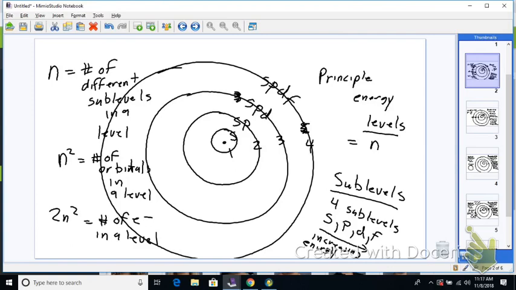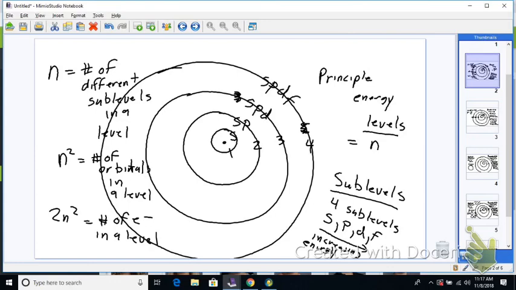So, if we know N, we know how many different sublevels are in a level. So if I say 3, how many different sublevels are within that level? 3. And they're S, P, D. If I say 4, then how many different sublevels do we have? 4. S, P, D, F. If I say 1, there's only going to be S in the first.